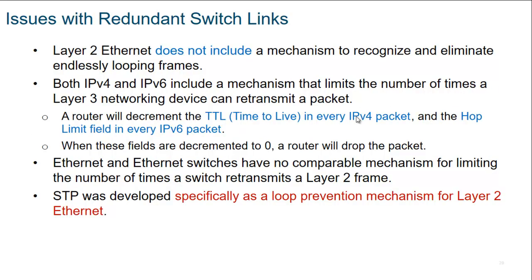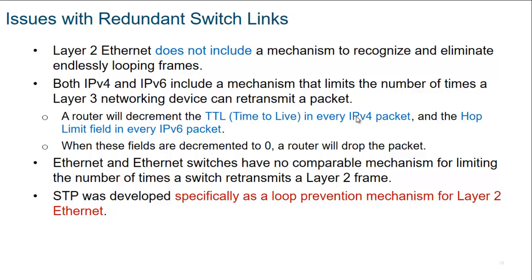Layer 2 Ethernet does not include a mechanism to recognize and eliminate endlessly looping frames. This is different from Layer 3 devices. Both IP version 4 and IP version 6 include a mechanism that limits the number of times a Layer 3 networking device can retransmit a packet.